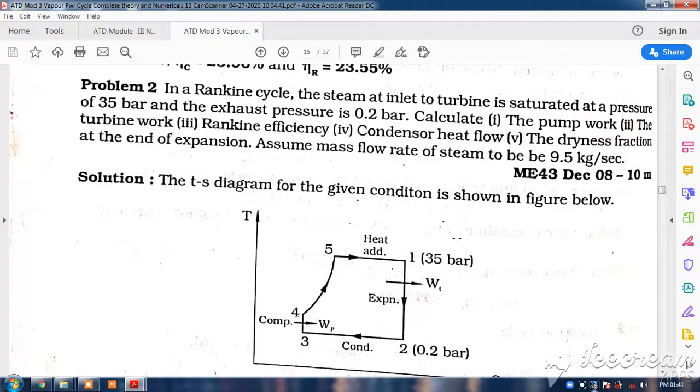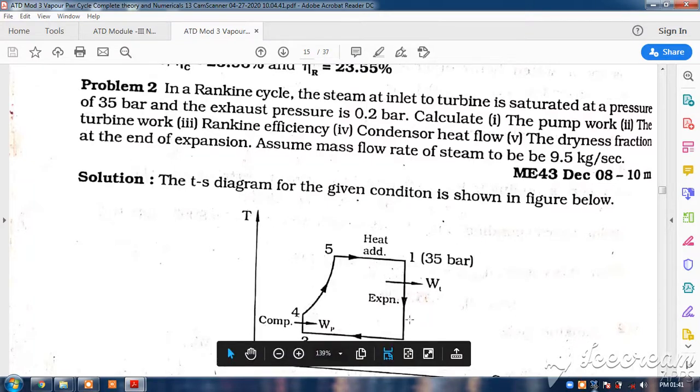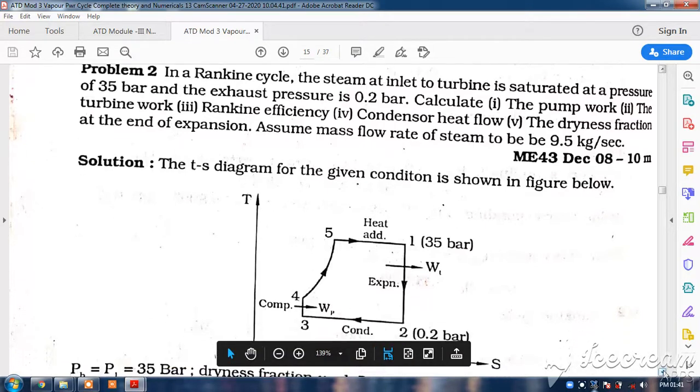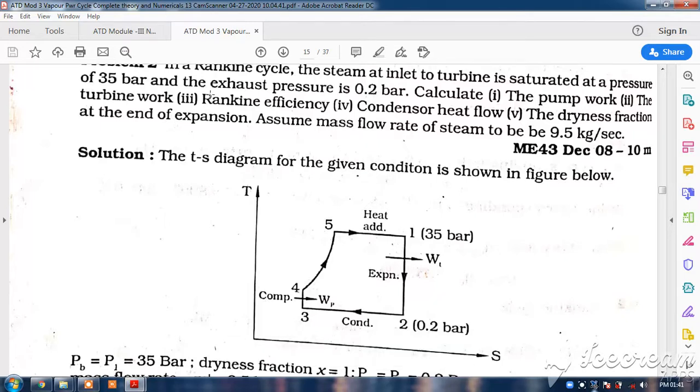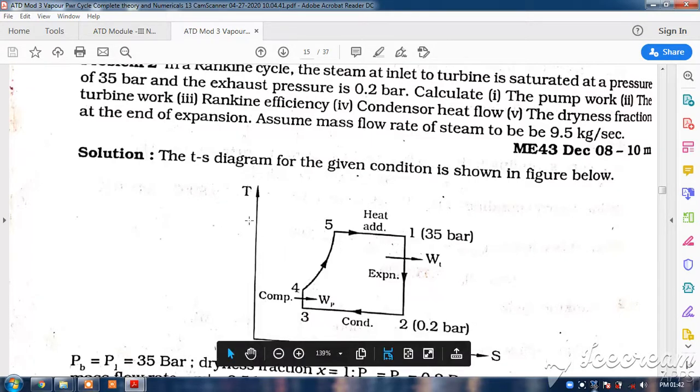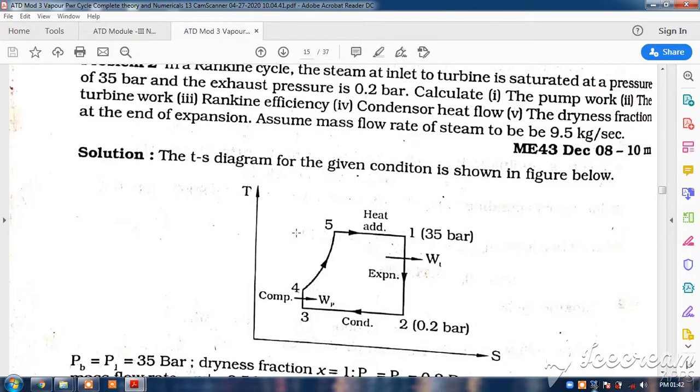Okay. So you can draw the TS diagram like this. This is saturated condition. Actually, if you take a Mollier diagram, straight away you can get these, two pressures are given. The boiler pressure is 35 bar, condenser pressure is 0.2 bar. And here at 35 bar it is dry saturated. From the Mollier diagram, the enthalpy-entropy diagram, straight away you can get the enthalpy here. Otherwise, for easy calculation, you can take a steam table also and find out the values.